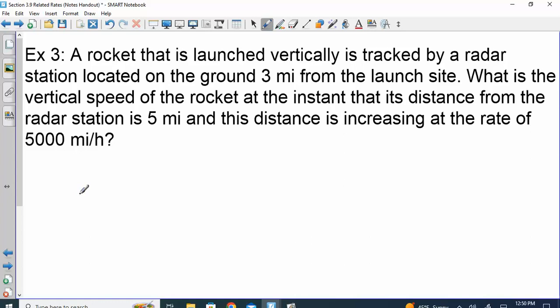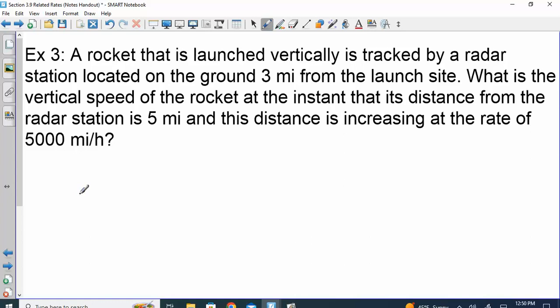A rocket that is launched vertically is tracked by a radar station located on the ground 3 miles from the launch site. What is the vertical speed of the rocket at the instant that its distance from the radar station is 5 miles, and this distance is increasing at the rate of 5,000 miles per hour? Is that a triangle? It just keeps going on.